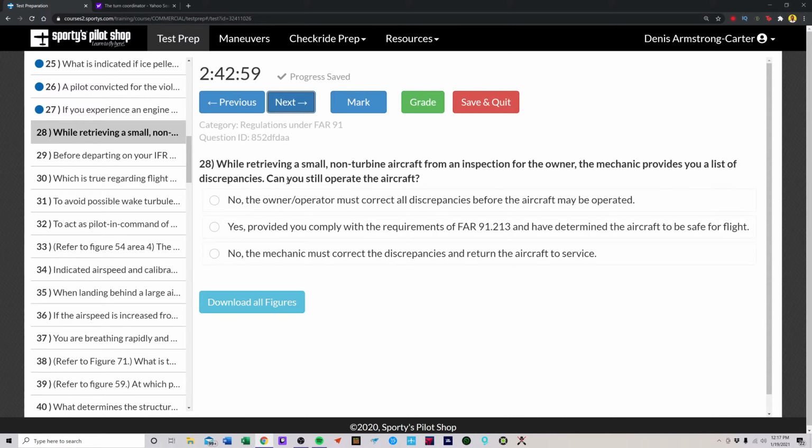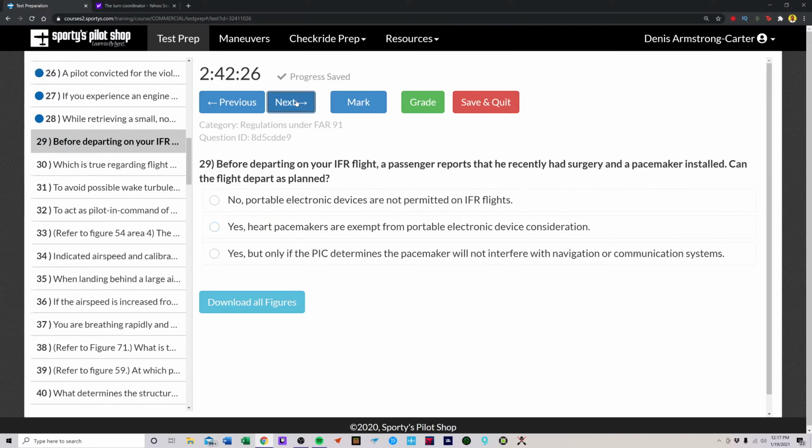While retrieving a small non-turbo aircraft from an inspection for the owner, the mechanic provides you a list of discrepancies. You can still operate the aircraft. Yes, provided you comply with the requirement for. Yes, it's the middle one, guys. It is the middle one because 91.213 is the area where you have, like, if this is missing, you cannot fly. If this is missing, you cannot fly. If this is here, you can fly. And so forth. So it's that one.